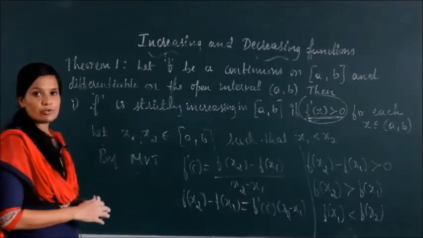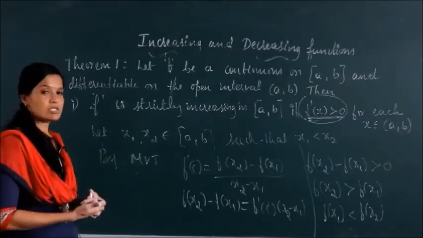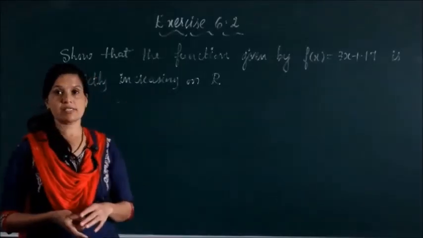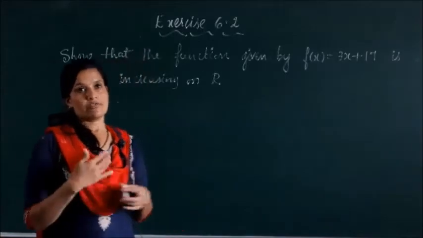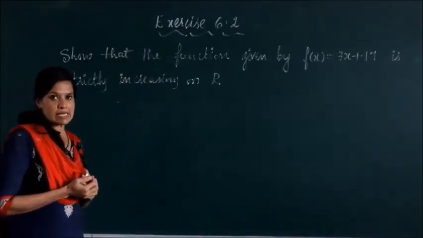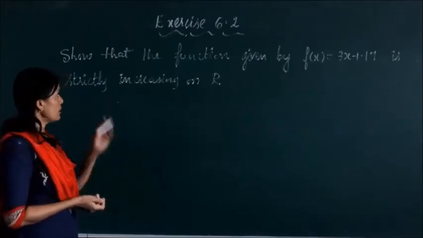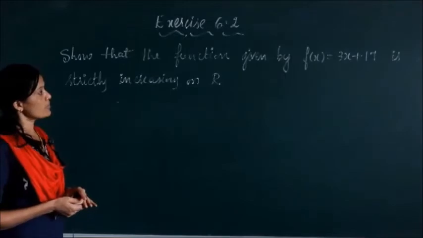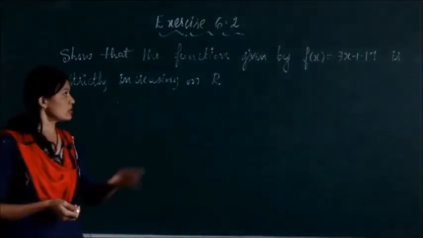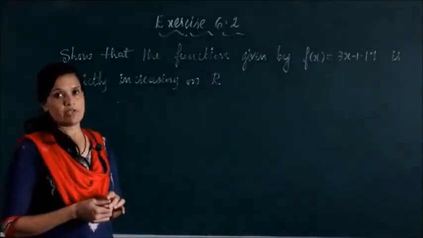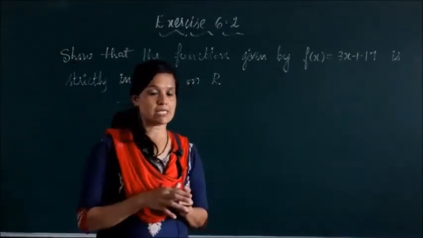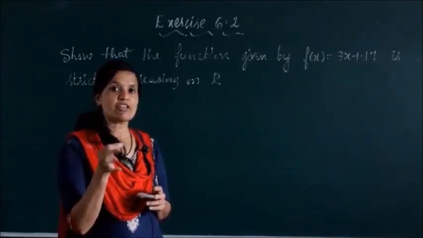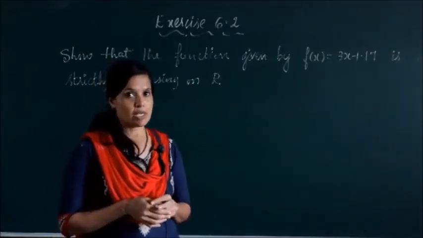The proof is similar for the decreasing function, and for the constant function you can apply the same proof. Now, problems from exercise 6.2 which are based on strictly increasing and strictly decreasing functions. Look at the first question here. Show that the function f of x is equal to 3x plus 17 is strictly increasing on the set of real numbers. What is the condition for strictly increasing? Look at the theorem. A function is strictly increasing if f dash of x is greater than 0.